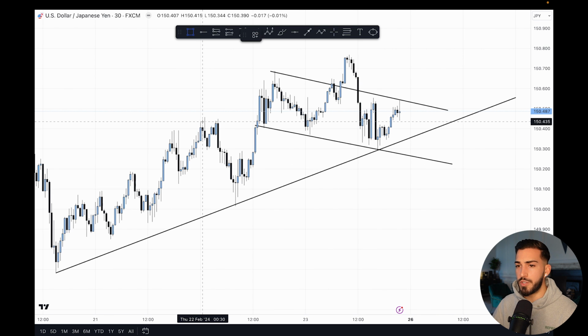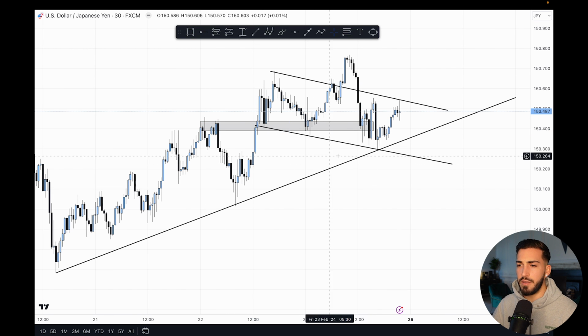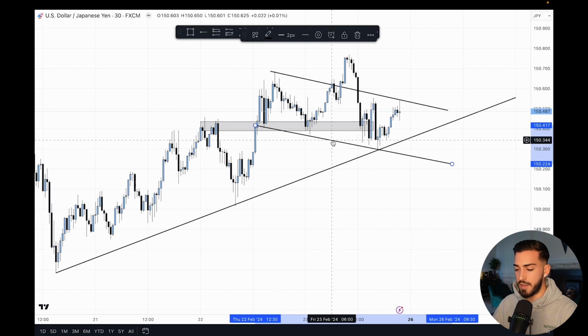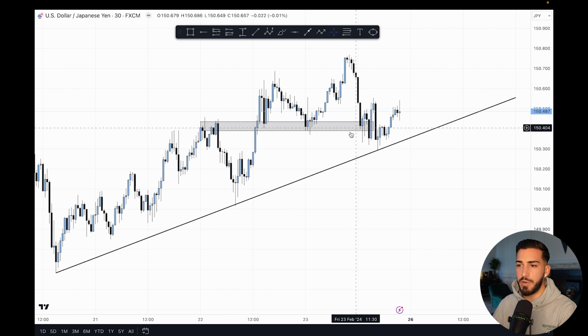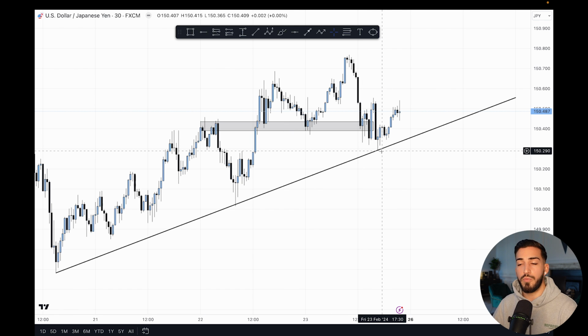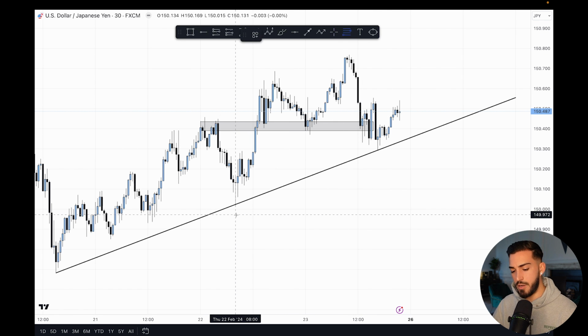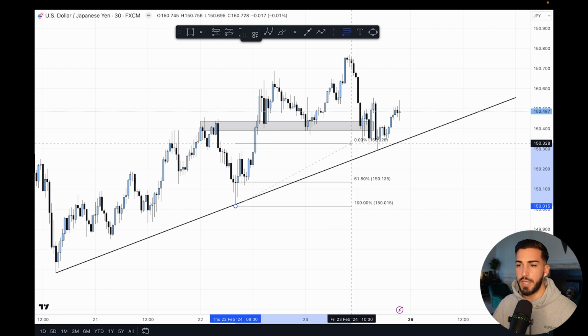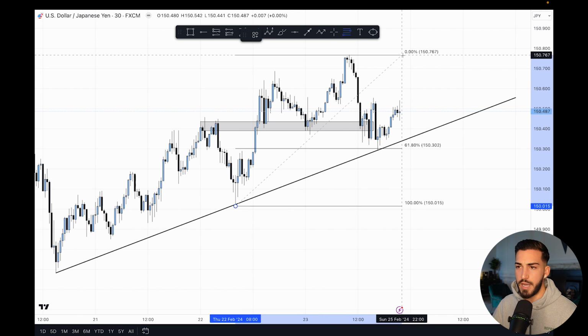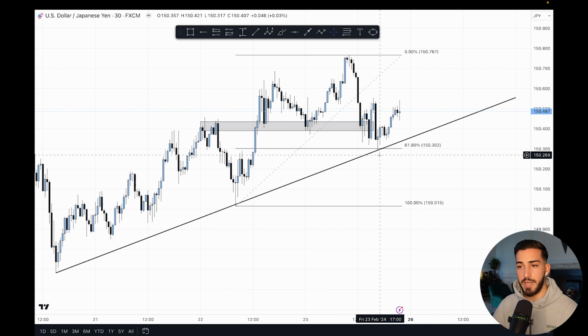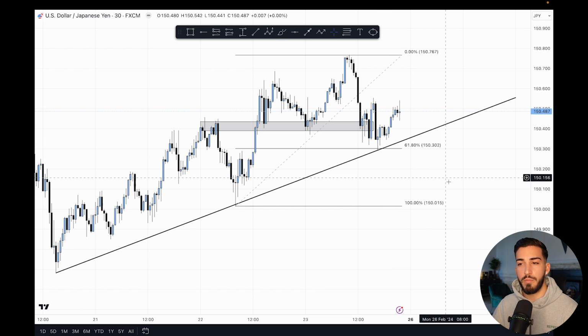Now, you might also think from a buyer's perspective that this move that we had to the downside, rather than being a break of market structure, could just be a stop hunt, a liquidity grab to the downside, stopping these people out, grabbing orders and stuff like that. So you could just say that price is still bullish. We just wanted to come down, grab more orders before we went to the upside. And if I draw on a Fibonacci retracement from swing low to swing high, we can also see that we have potentially rejected the 61.8.